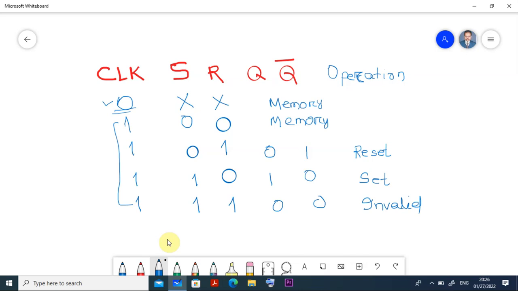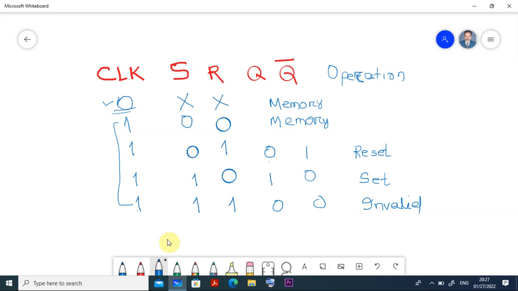But when S is equal to 1, it is a set. So what will it set? That means here it is going to change this one. So this 0 value will change to 1 and Q bar becomes 0 automatically.